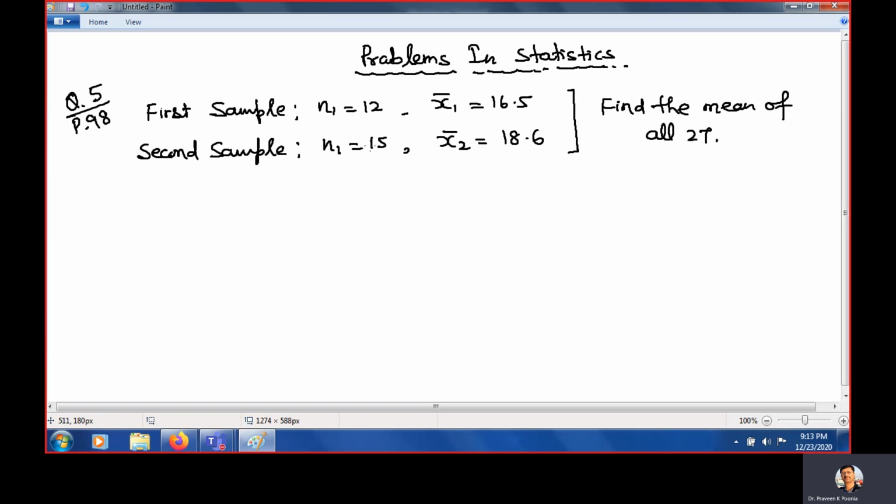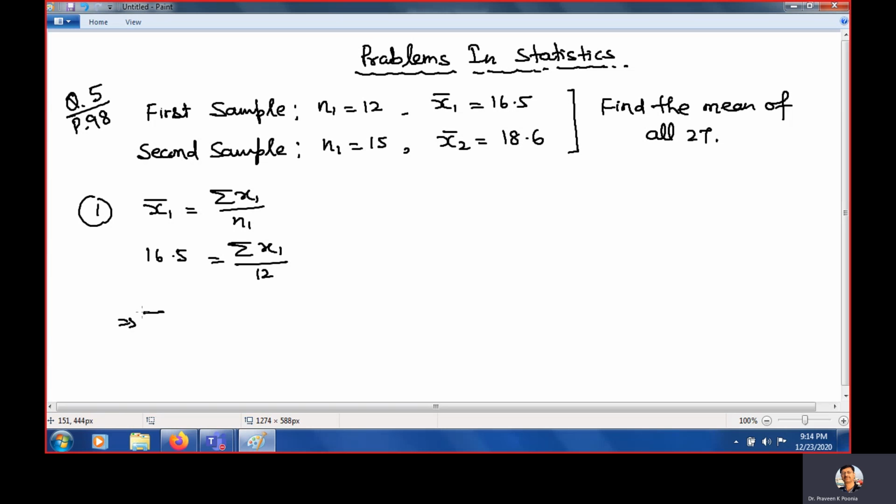You need to find the mean of 12 plus 15, which is 27. But it is not this plus this upon 2. No, because it is different. Here the number of measurements is 12, here the measurements are 15. So in the first case, the formula of the mean is x1 bar is equal to sigma x1 upon n1. x1 bar is given, so it is 16.5, and n1 is 12.